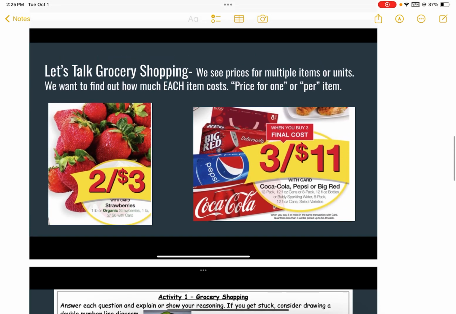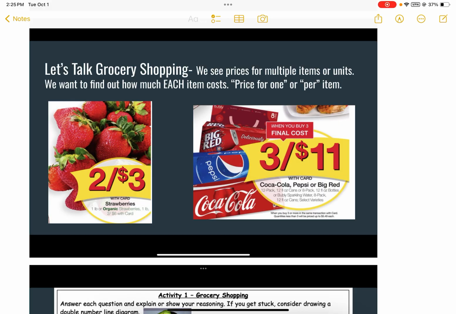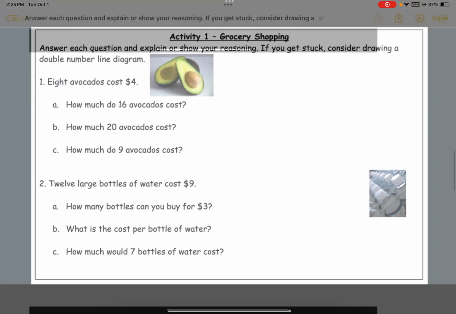So a lot of times it will say 2 for $3. And to find out how much for one, we have to do some division and create ratios to help us figure it out. It may say 3 for $11, but if you just buy one, it doesn't tell you how much for one. So we're going to practice finding out how much for one.